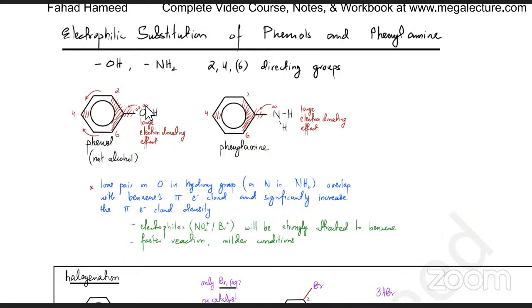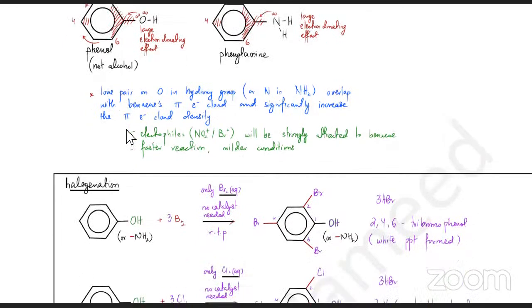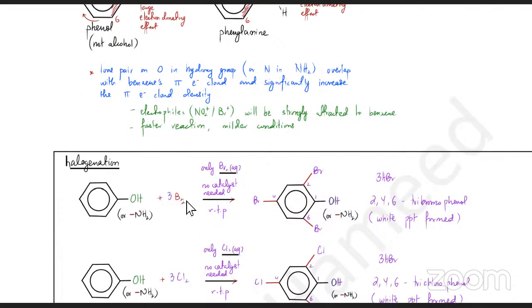Because oxygen has lone pairs, and these lone pairs overlap with benzene's pi electron cloud. So the electron density is significantly higher at positions 2, 4, and 6, which is why electrophilic substitution reactions for phenols are significantly faster. So if I have a phenol and if I do bromination, bromine will get attached to all 3 positions. You don't even need a catalyst in this case.